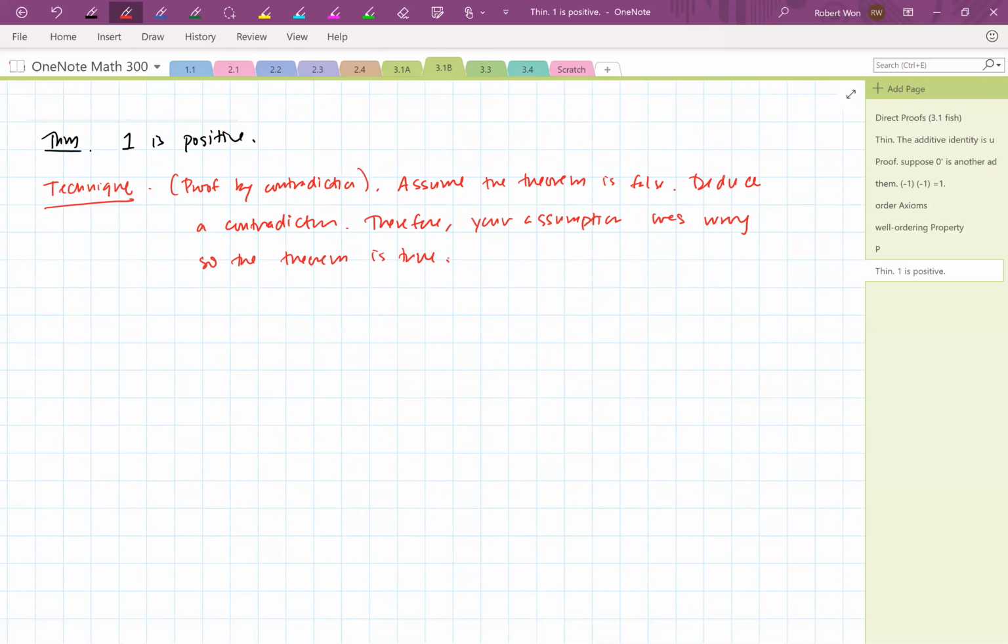So kind of a sophisticated technique here, proof by contradiction. You assume the thing is false, you reach some contradiction, therefore you conclude that it's true. And as with sort of everything in this class, you'll use this technique over and over and over again in your future math classes. So let's prove this, that 1 is positive. So suppose for contradiction that 1 is not positive.